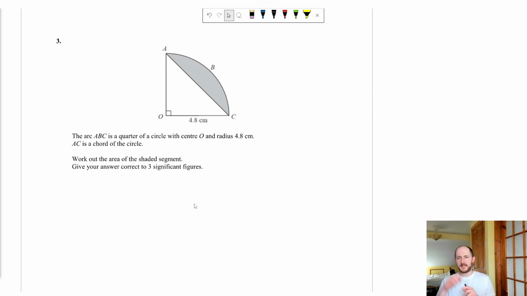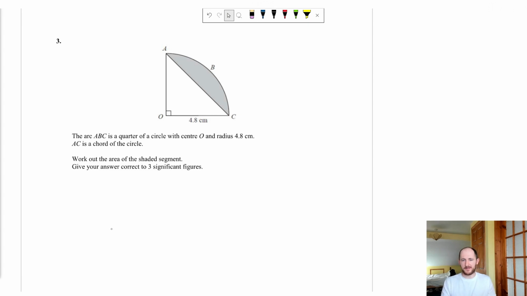Okay, so this is kind of like compound shapes, but instead of adding two shapes together, we're actually going to be subtracting them, because to work out the area of a segment, you can't just work out its area directly because it's not a standard shape that we know the formula of. Instead, we're going to work out the area of the entire quarter circle, and then subtract the area of this white right angle triangle.